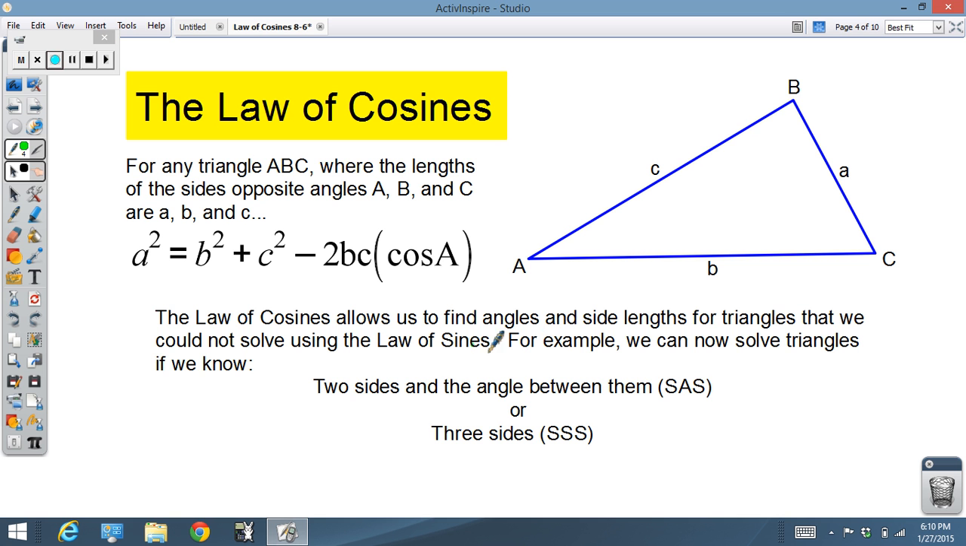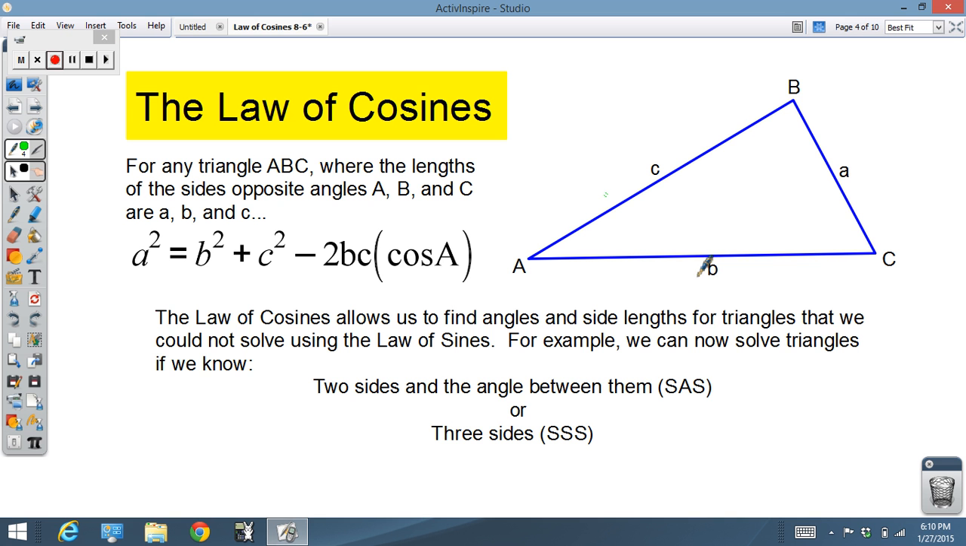What it means for us is that it lets us find angles and side lengths for triangles that we couldn't solve using the law of sines. Remember, on the law of sines, we had to have an angle and a side opposite from it. Well, the law of cosines allows us to get by without it.